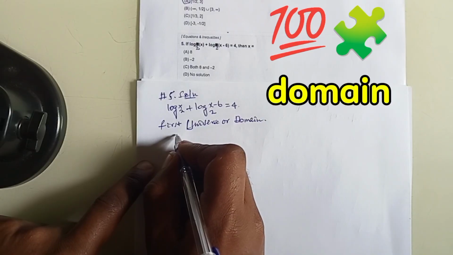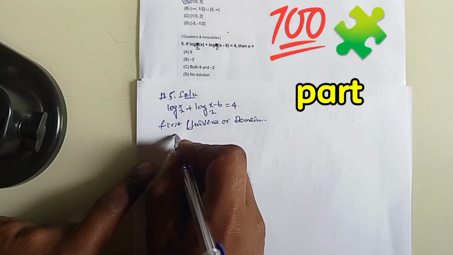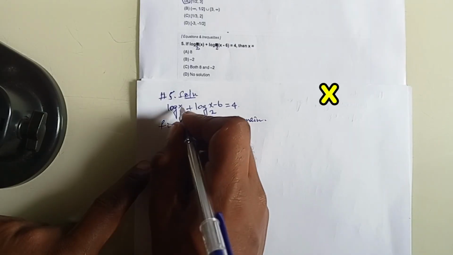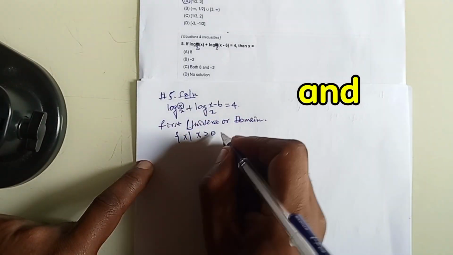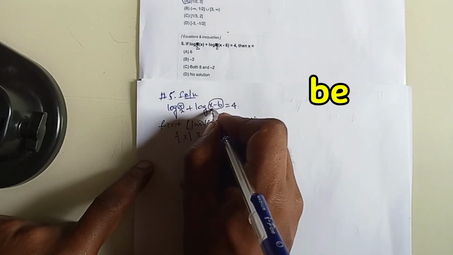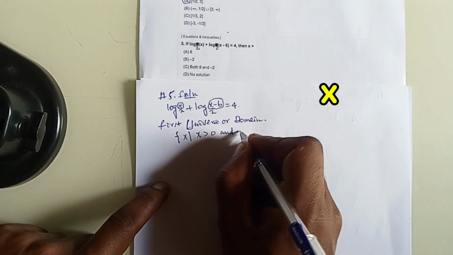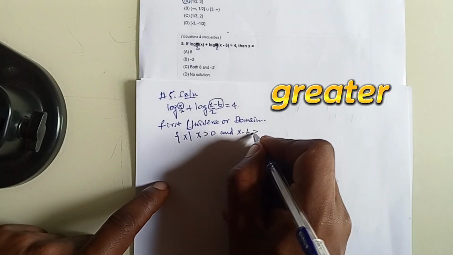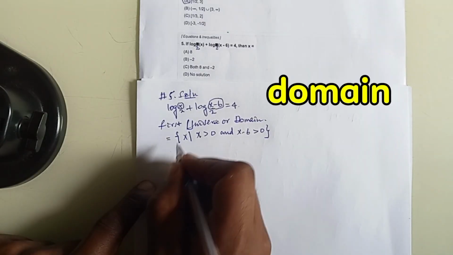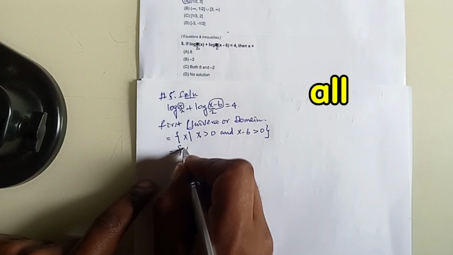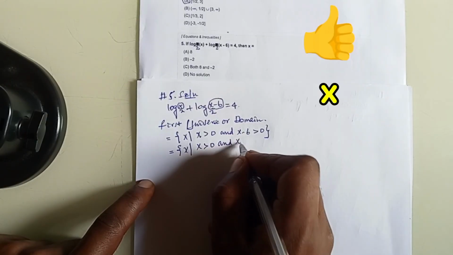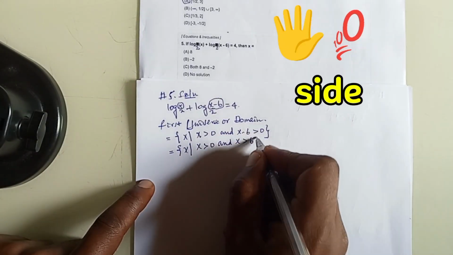So the domain is, for the first part, the set of all x such that x is greater than 0. And also, for the second part, x minus 6 should be greater than 0. So the domain is the set of all x such that x is greater than 0 and x is greater than 6.